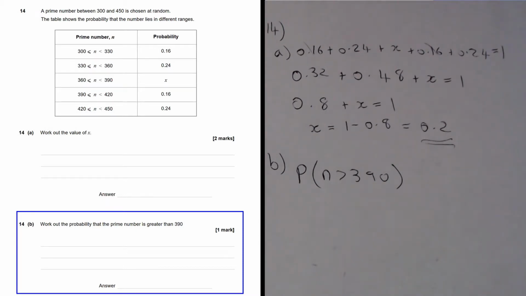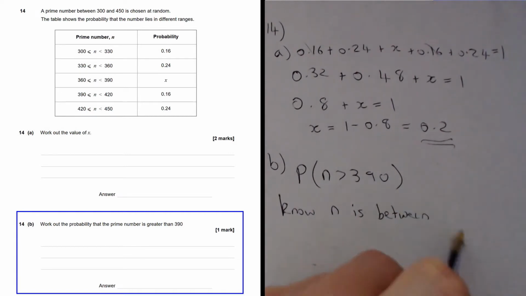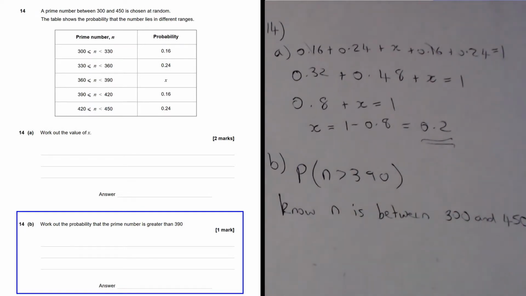Well, we are going to have to use the table for this. We know that n is between 300 and 450. So if we want the probability that n is bigger than 390, this is essentially the probability that n is bigger than 390 and less than 450.